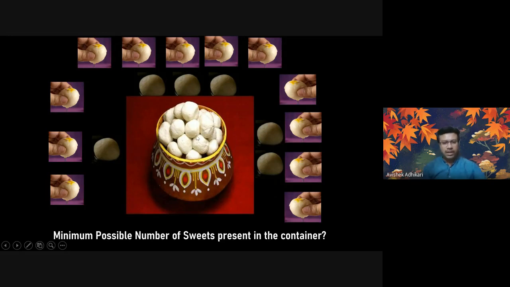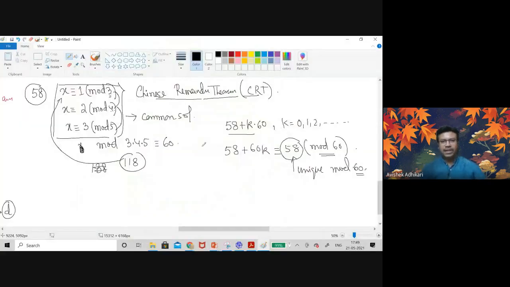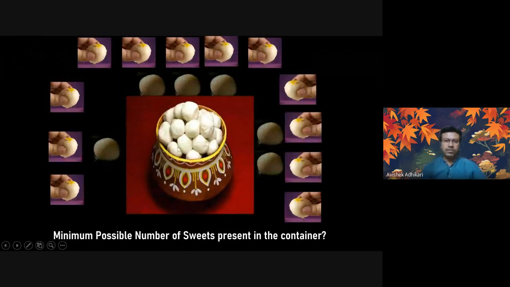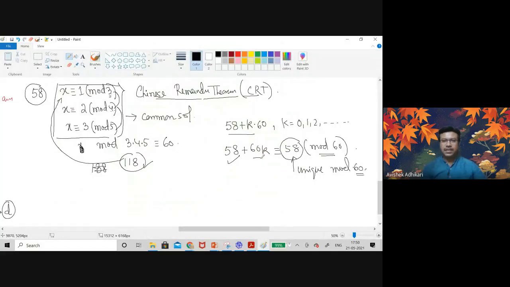But if I ask you the question, what could be the possible number of suites present in this container, then certainly 118 could also be an answer. 58 will be an answer. Anything like you can put the value of k equal to 2, that means 120 plus 58, that could also be a solution of this Chinese remainder theorem. That means that could be a possible solution of the number of suites present in that container. But my question was, what was the minimum possible number? That's why if you have a mod of 60, then that will certainly give you the minimum value.